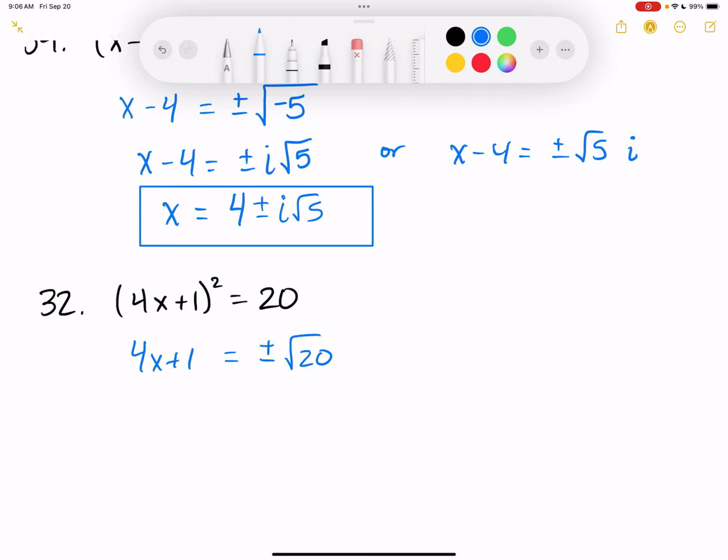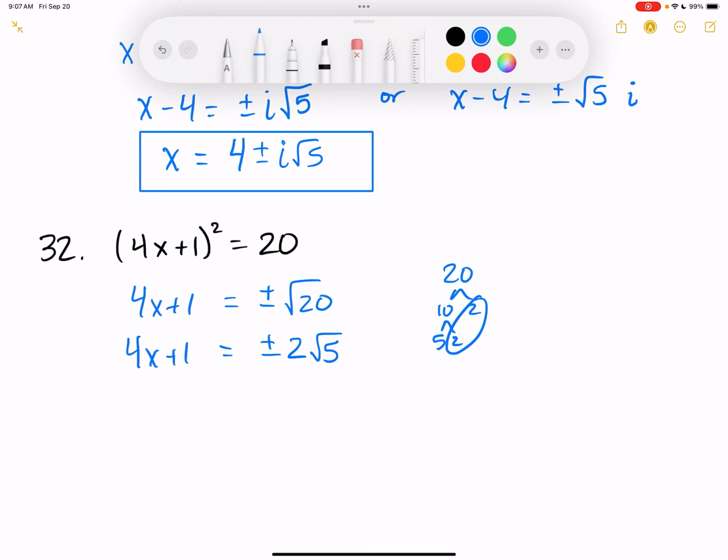Can I break down the square root of 20? What does it break into? 10 and 2. 10 is 5 and 2. So I can take out a set of 2's. So this is going to be 4x plus 1 equals plus or minus 2 root 5. So now I subtract the 1, so I get 4x equals negative 1 plus or minus 2 root 5.